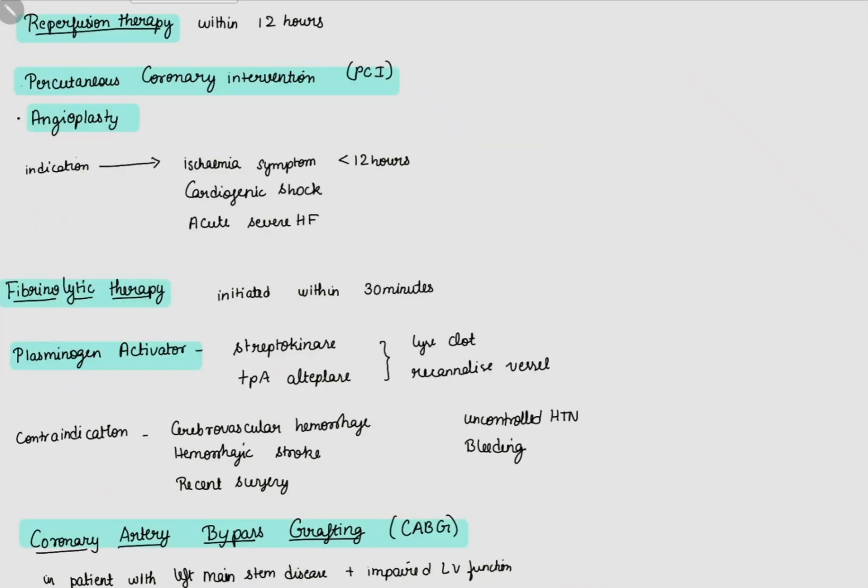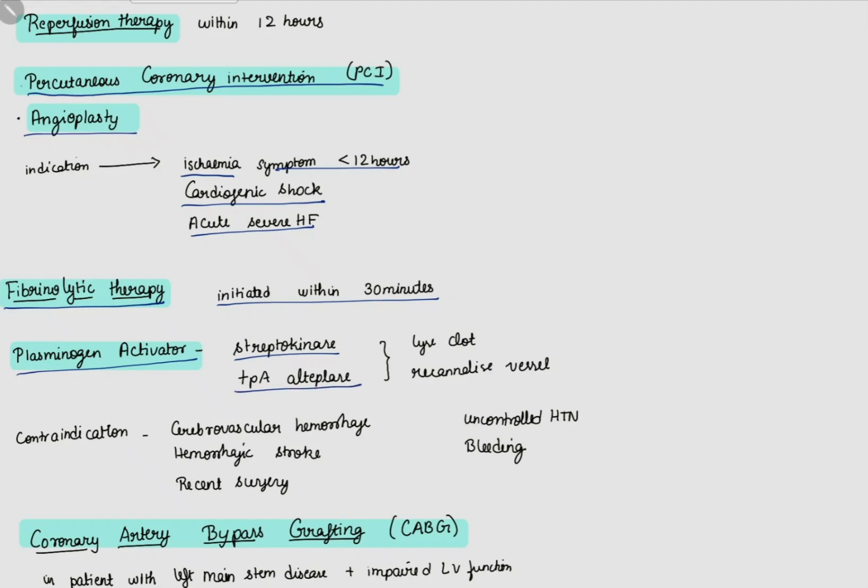Within 12 hours, reperfusion therapy can be initiated. It includes percutaneous coronary intervention, angioplasty. The indications are ischemia symptoms less than 12 hours, cardiogenic shock, acute severe heart failure. Then we have fibrinolytic therapy initiated within 30 minutes, plasminogen activators such as streptokinase, TPA, alteplase, which lyse the clot and recanalize the vessel. Contraindications: cerebrovascular hemorrhage, hemorrhagic stroke, recent surgery, uncontrolled hypertension, bleeding.